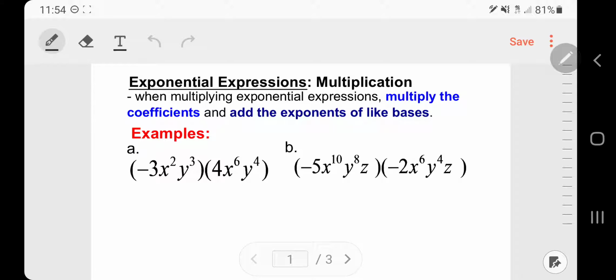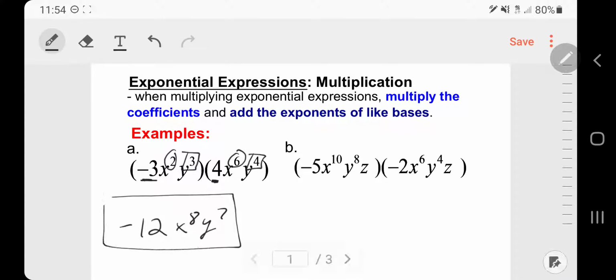So when multiplying an exponential expression, you're going to be multiplying the coefficients in front and then adding the exponents of your like bases. Okay, so starting with this first example here, I'm going to multiply my coefficients. I'm going to multiply -3 times 4, which is going to give me a -12. And then I'm going to add the exponents of the like bases. So x squared and x to the 6th would be x to the 8th. And then y to the 3rd and y to the 4th would give me y to the 7th. And that would be my final answer, simplified.